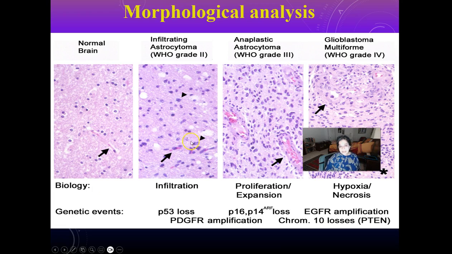I can see some infiltrating cells that indicates that something is happening beyond the typical brain. I can see proliferation and expansion of these areas of the cells. There are more cells here than there are in the normal brain. And the blood vessels are becoming thicker and bigger and more disorganized.